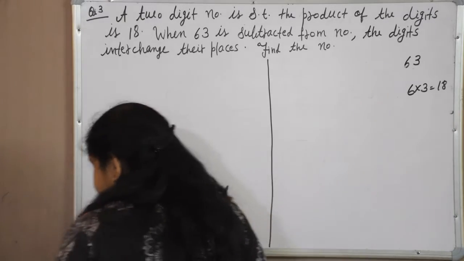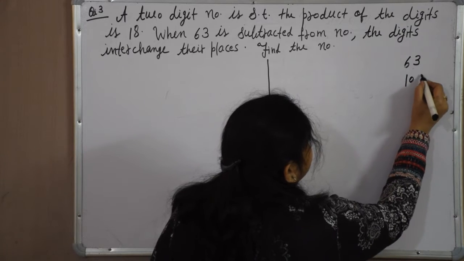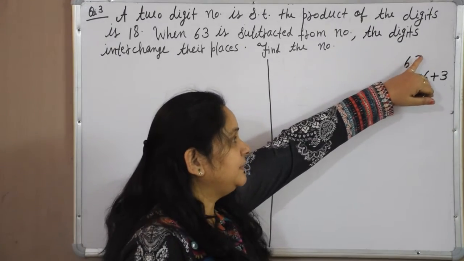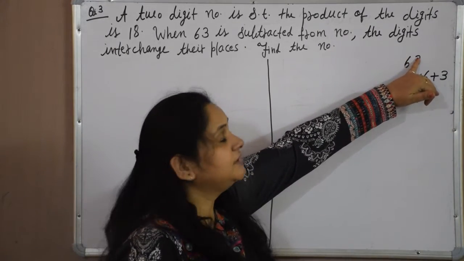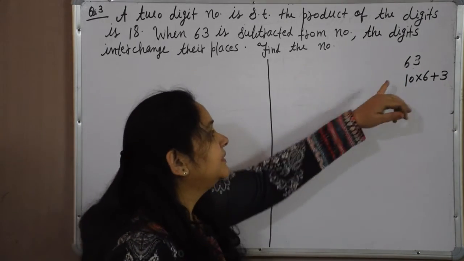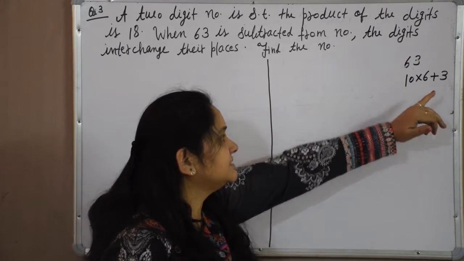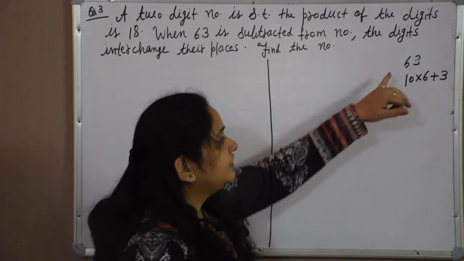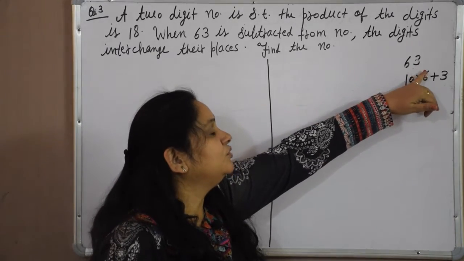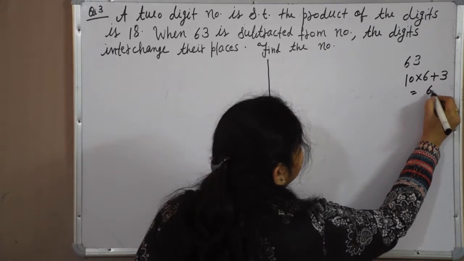If we are having the number 63, how can we write this number? We can write this number as 10 into 6 plus 3. That is, there are two digits, one at the unit place and one at the tens place. The number at the tens place, how can we split it? We can write it as 10 into 6 plus 3, that is 63. So whatever number is on the tens place, we have to multiply that number with 10 and add the number which is at the units place. So 10 into 6 plus 3, we can write it as 63.